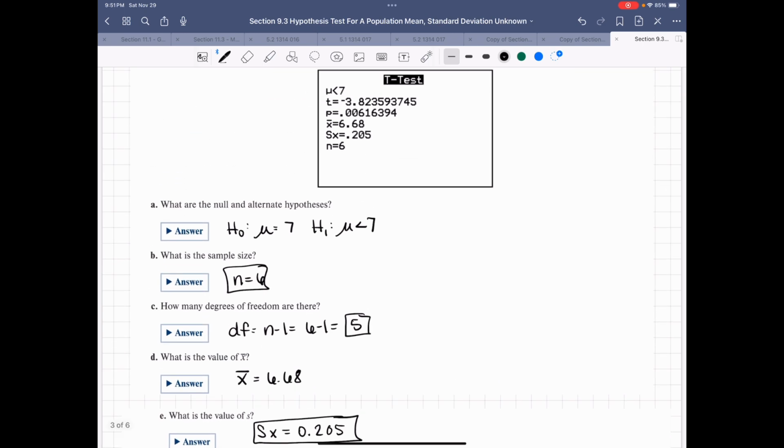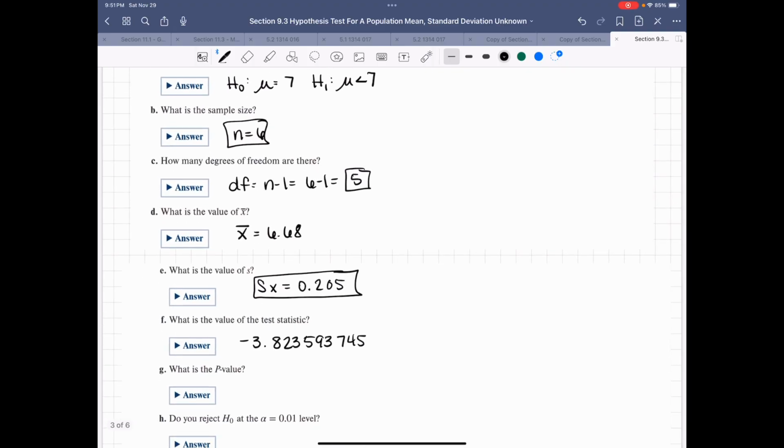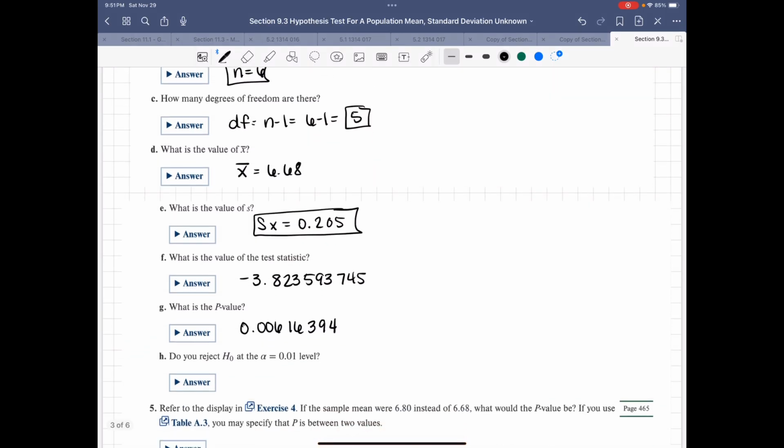What is the p-value? Once again, you'll need to write that out, 0.00616394. And it says, do you reject the null hypothesis at the 0.01 level? Yes, we do, because my p-value is less than the 0.01.